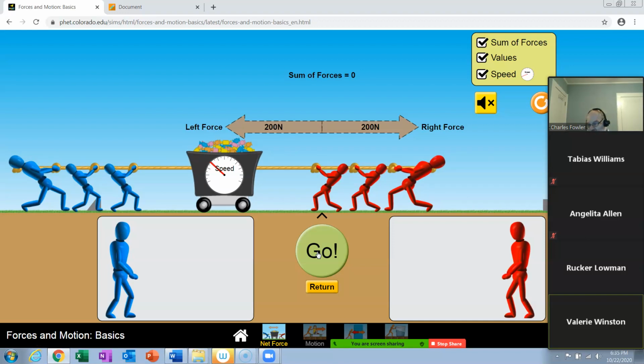Okay. Motion of the cart continued to the left. How did the speed change? It didn't. Stayed at the same speed because there's no net force. And with no net force, you have no acceleration. Acceleration is the only thing that's going to make the speed change. Big red. Are y'all ready for them or not?